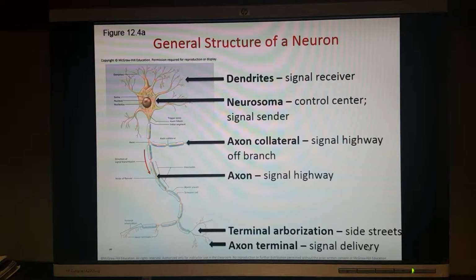Okay, now moving on to the actual structure of a neuron themselves. So your neuron is more of a stellate type shape of cell. At the top end here, we have a dendrite. Their job is only to receive signals, and that's all they do. They receive signals from other neurons.